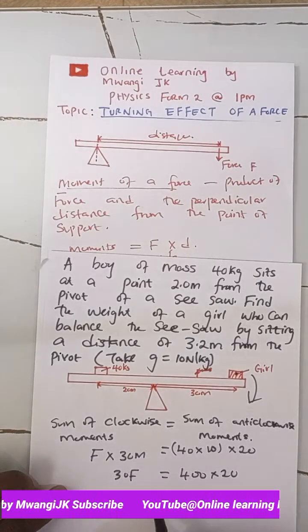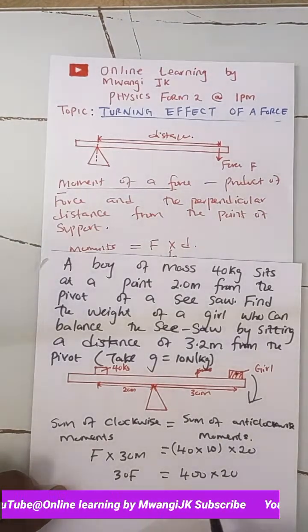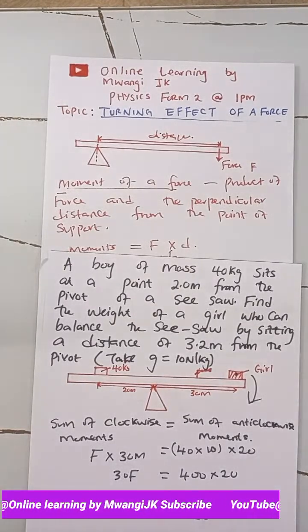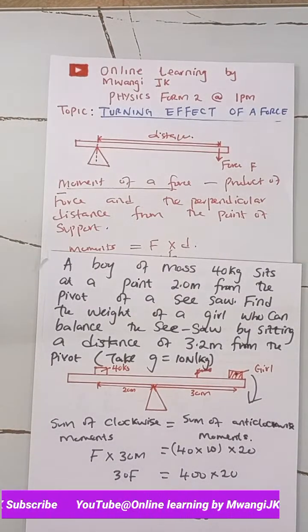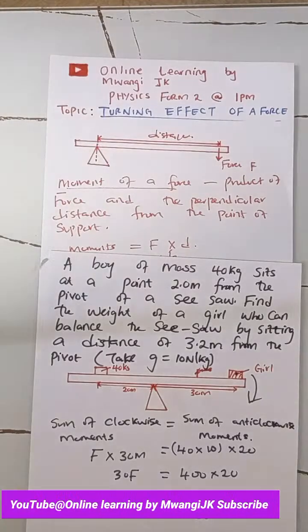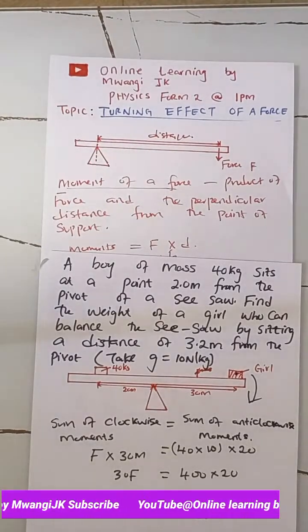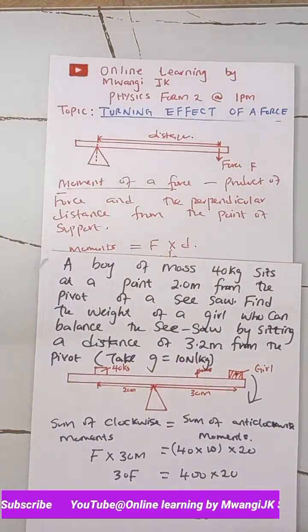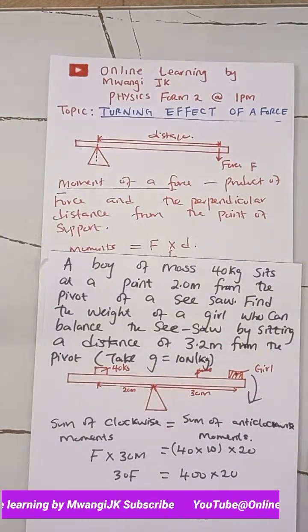So the force is 400 times 20, we divide by 30. So we are saying that the weight of the girl will give us the clockwise moment, and that of the boy will give us the anti-clockwise moment. So for them to balance on the seesaw, the moments should be equal.